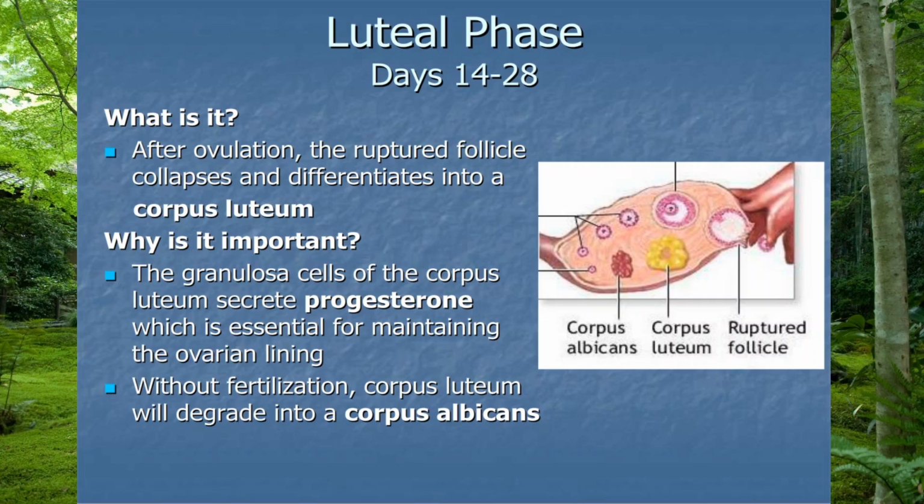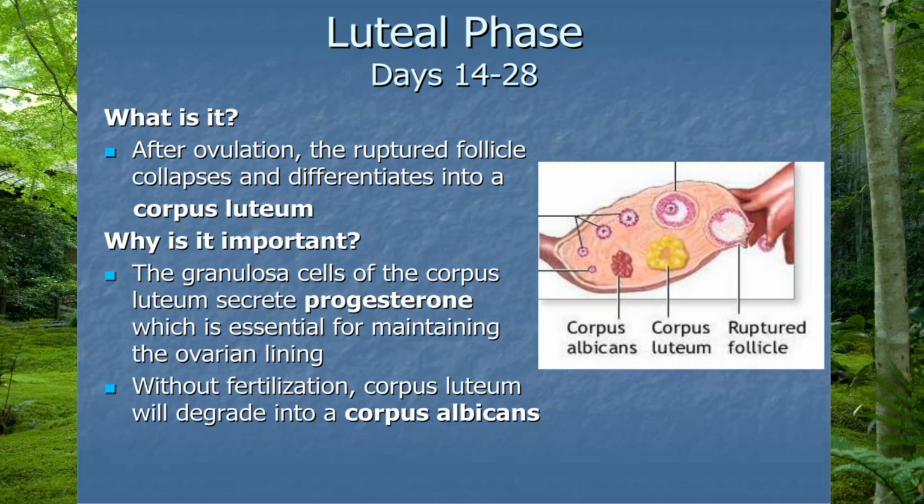And finally, the last phase of the ovarian cycle is called the luteal phase. And this is from the time of ovulation to the end of the cycle. And so it's from days 14 to 28. So what happens is after ovulation, the ruptured follicle that's left behind will become a corpus luteum.